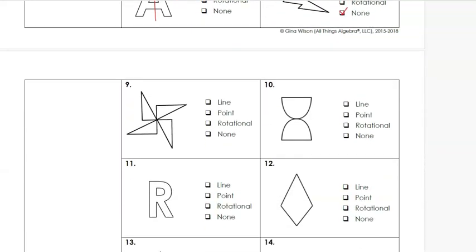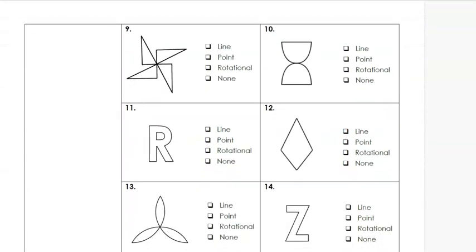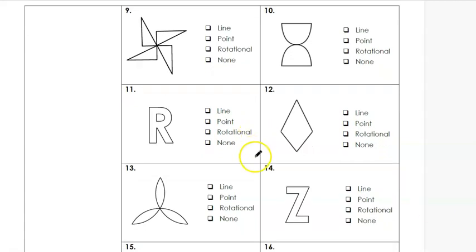All right, let's take a look at number 9. So for number 9, testing for line symmetry with a horizontal line, that doesn't create symmetry. A vertical line, that doesn't. If I fold on either one of those, the two sides are not going to match up. So I don't have line symmetry.